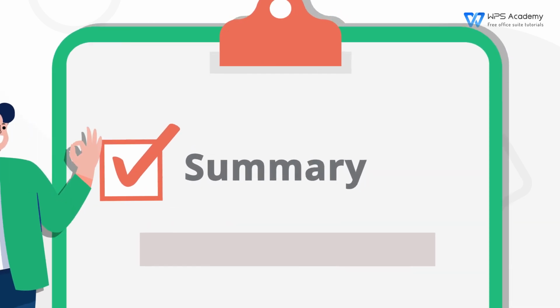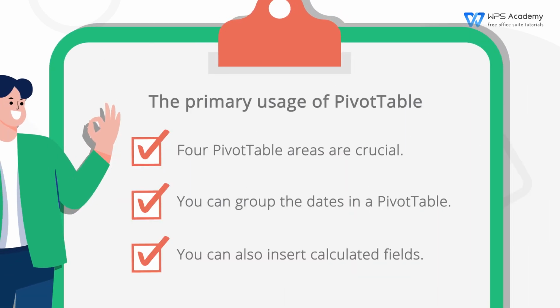This lesson explained the primary usage of pivot table. Let's go through what we've learned so far. 4 pivot table areas are crucial. Rows and columns areas primarily influence the table's structure. Values is for analysis, and filters is for filtering. Different reports can be generated by combining different fields.